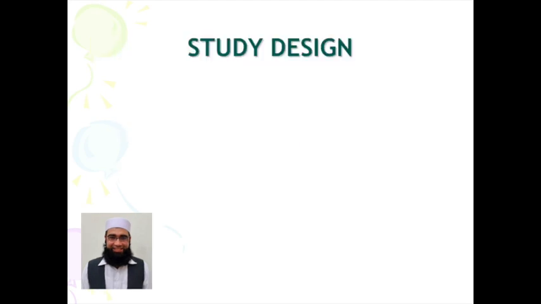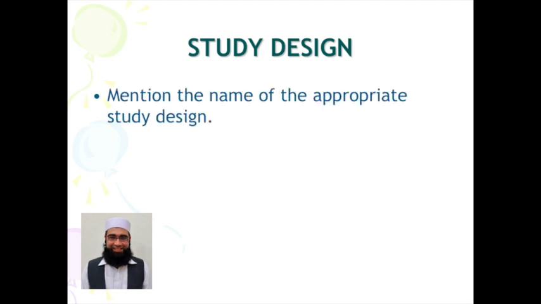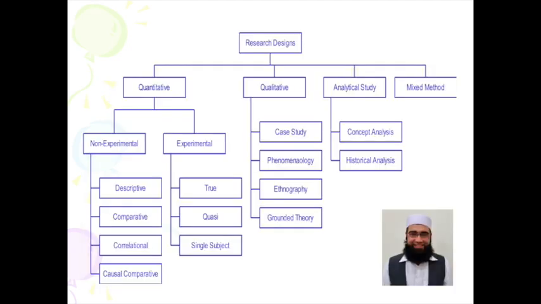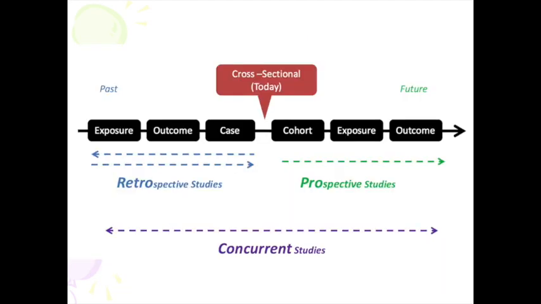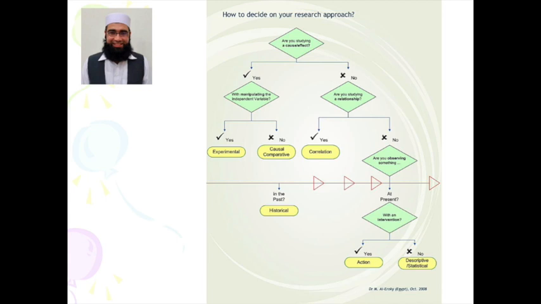Now from here, the next part of your research project starts. That is the study design or the methodology part of your research project. Now in a study design, we should be mentioning the name of the appropriate study design that we would follow in our study. Here in this flowchart, you can see different types of study designs. Here you can appreciate the different types of study designs according to the timeline. This flowchart will help you decide your research approach.